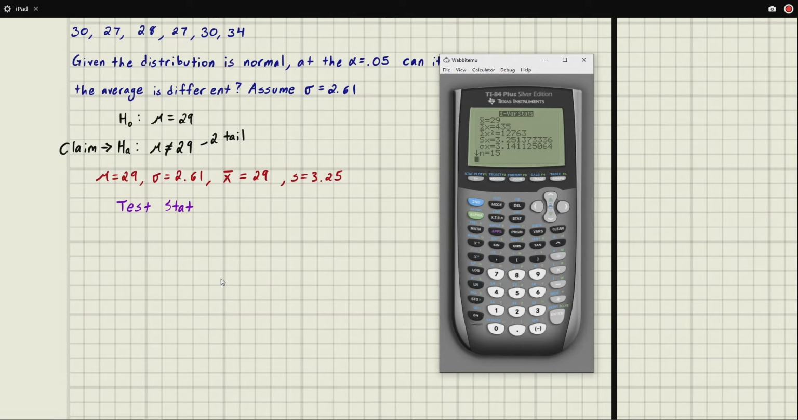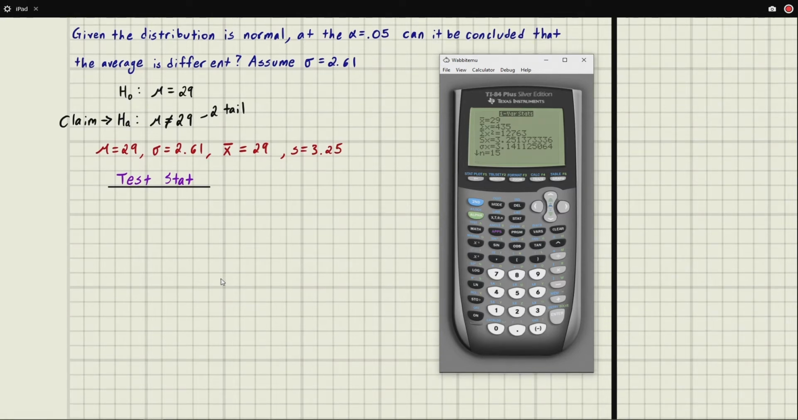So for the test stat, you need a formula for this thing, or you could use a calculator. We'll go over both ways. Or you could use a p-value. There's a lot of options here. So let's do the formula first.